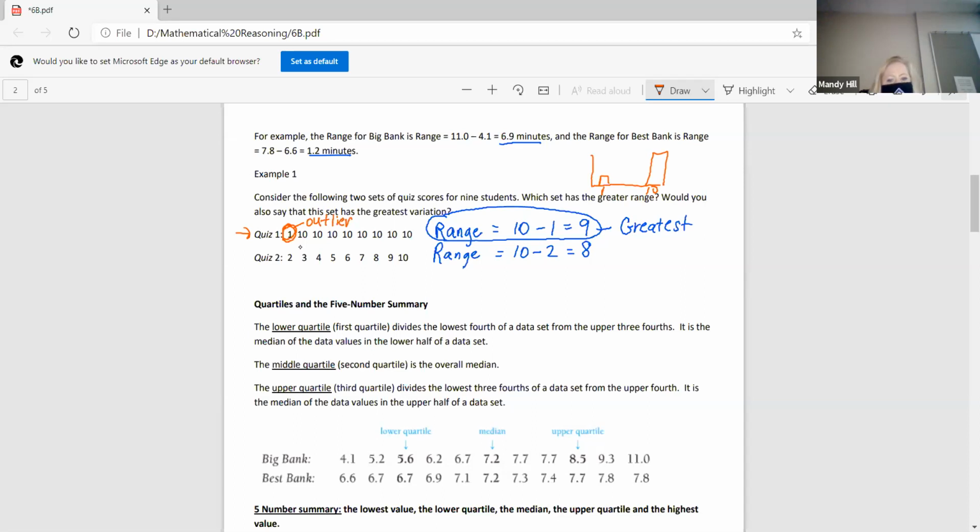We actually have scores that are pretty spread apart from 2 all the way to 10, right? In fact, we've got 1 apiece from 2 all the way to 10. So the bars would just be 2, 3, right? They would all be on the same level. So quiz 2 has more variation.